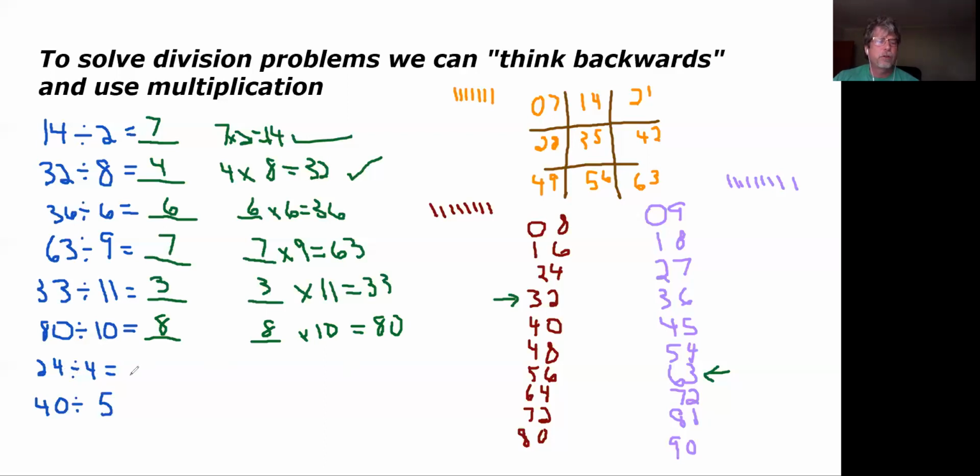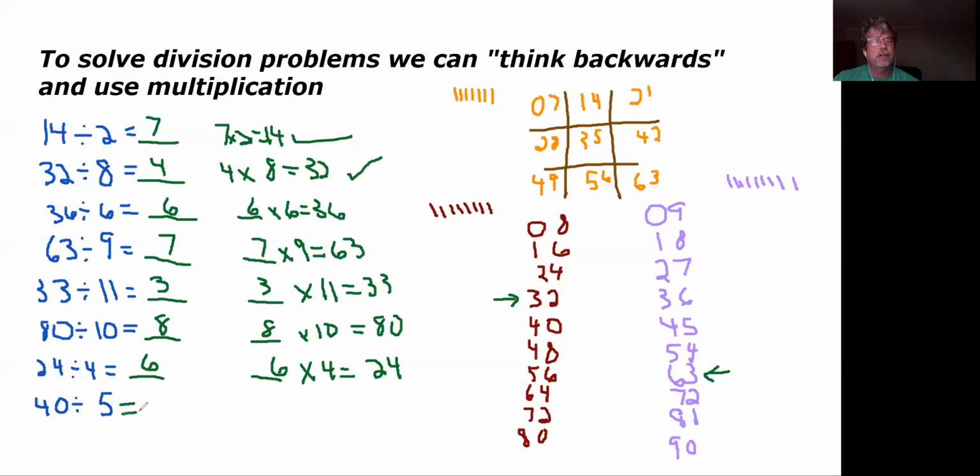24 divided by 4 is going to be something. Well, what times 4 is 24? Remember, that's that rhymer. 6 times 4 is 24. That's another one of those little 6 facts. 6 times 4 is 24. So 24 divided by 4 would have to be 6. And that would be the quotient to that one.